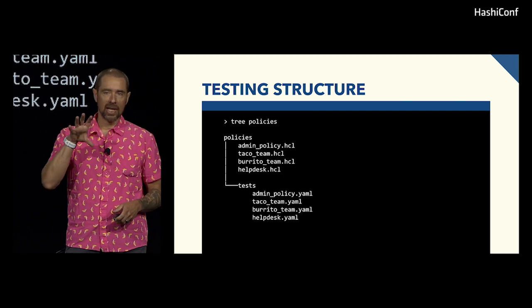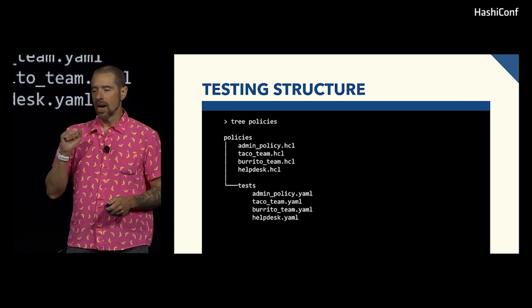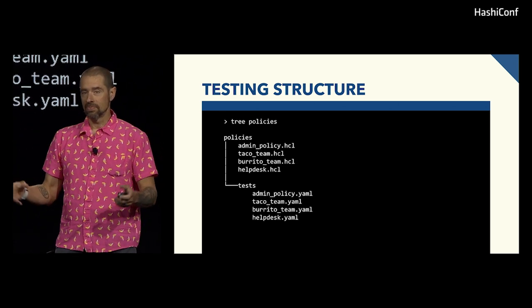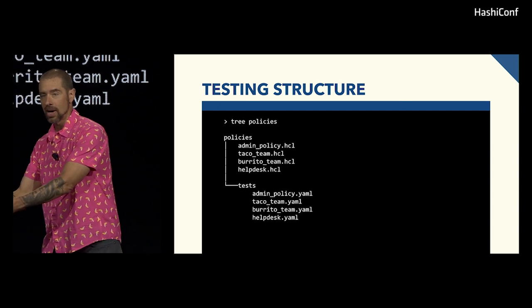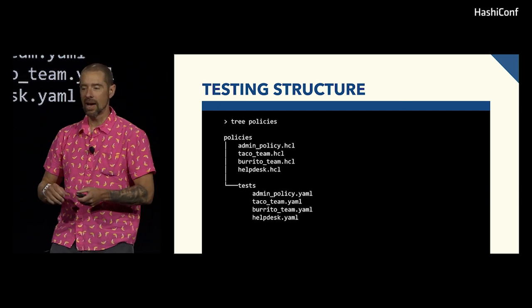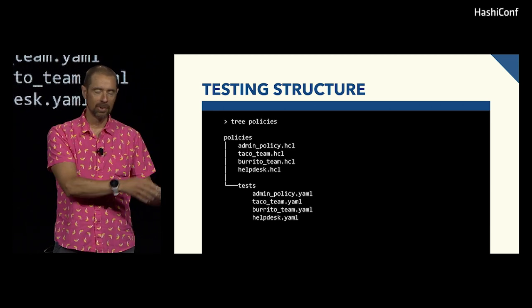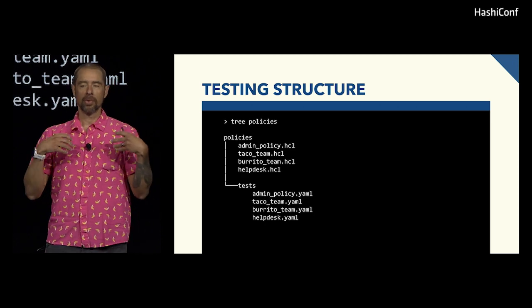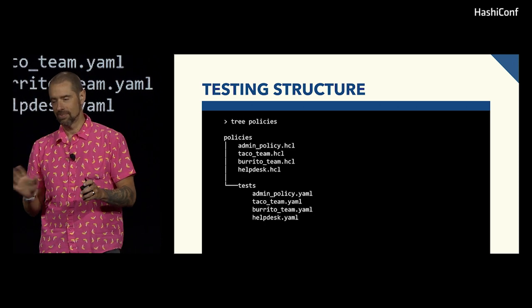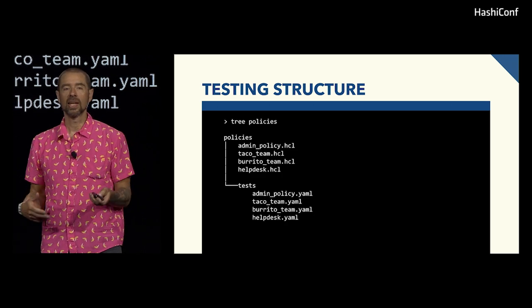All the policies are sitting in a directory called policies, because I'm basic, and that was easy. But I have a subdirectory called tests. All the tests live in that subdirectory, and the name of each test maps to the name of the policy. So we have our admin policy.hcl, and we have our admin policy.yaml. Yes, it's written in YAML. Everybody take a deep breath. It's going to be OK. I like JSON better also, and I like HCL even better, but it is what it is.